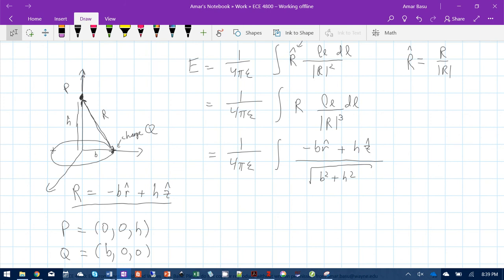Then dl is r times d phi, and then we defined our limits of integration. Phi equals 0 all the way around the circle. Phi is equal to 2 pi.